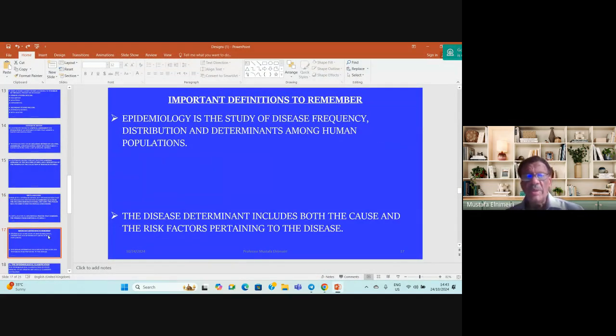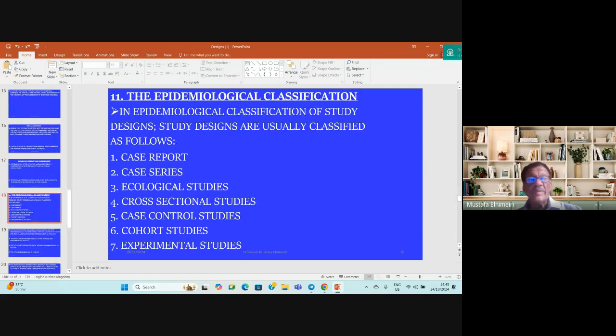It's important here to remember the definition of epidemiology, as we are going to discuss the epidemiological classification of study design. Epidemiology is the study of disease frequency, disease distribution, and determinants of the disease among human populations. And usually, when we talk about disease determinants, it includes both the cause and the risk factors pertaining to the disease. In this classification, the epidemiological classification, study designs are usually classified as follows: case report, case series, ecological studies, cross-sectional studies, case control studies, cohort studies, and experimental studies.